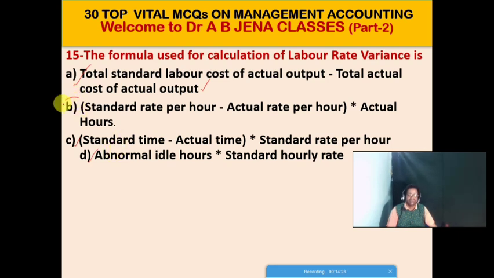Friends, so B is the right option for this MCQ. The formula used for calculation of a labor rate variance is standard rate per hour minus actual rate per hour into actual hours. So B is the right option for this MCQ.